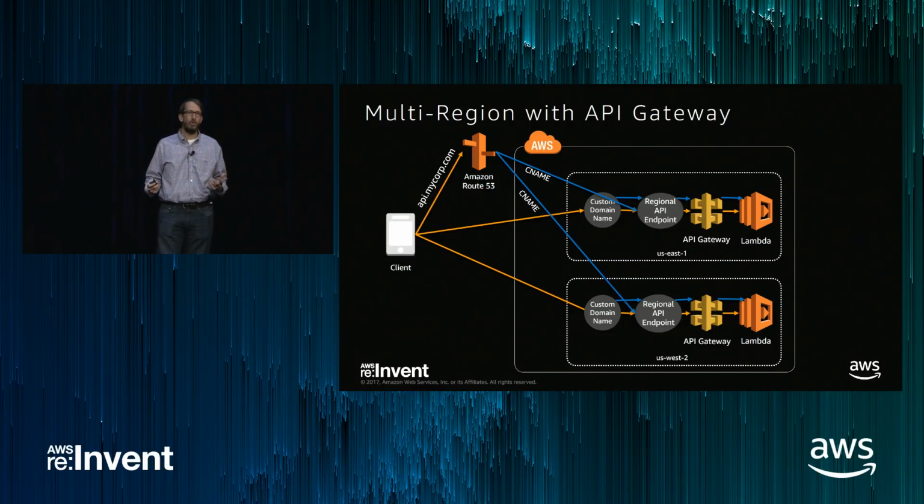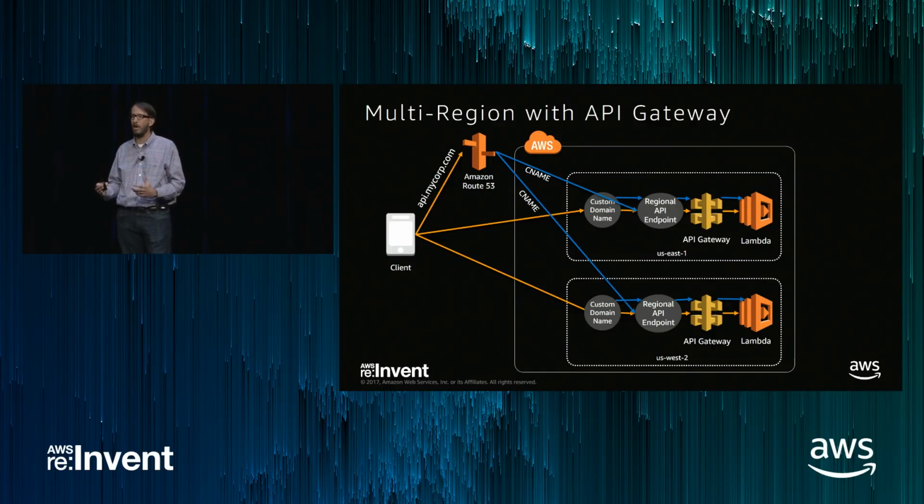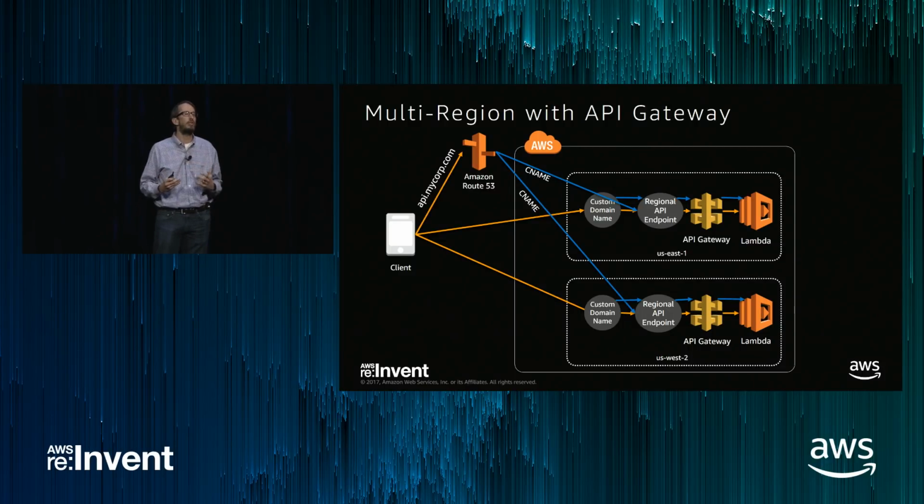Also, about a month ago, we had a really big announcement around regional endpoints with API Gateway, and this is decoupling API Gateway from CloudFront. It's a really big release because it enables multi-region serverless applications now. With this pattern, you can actually create regional endpoints for API Gateway in, as you can see here, separate regions.